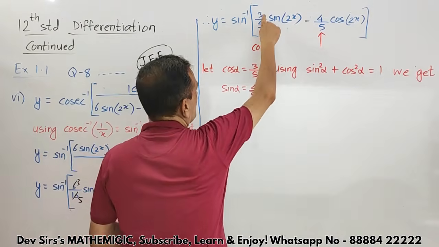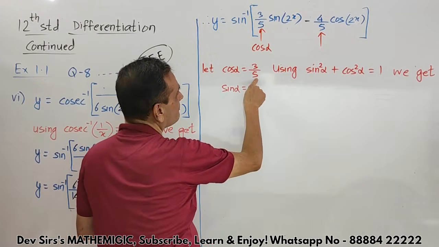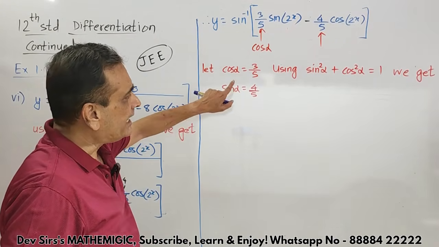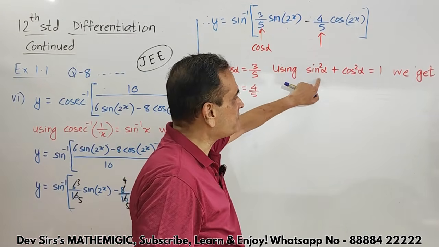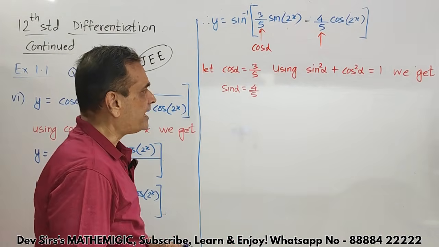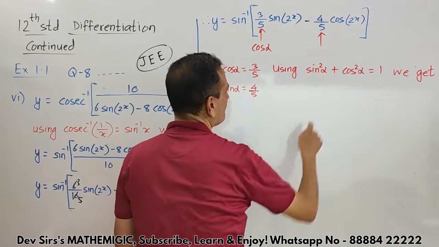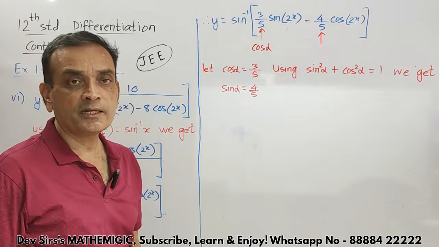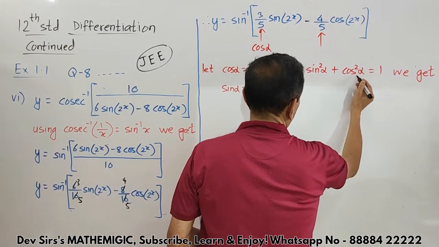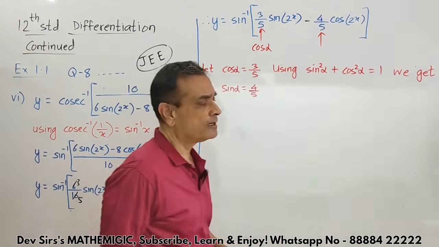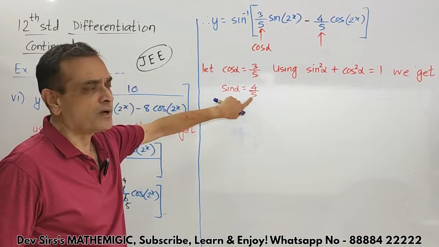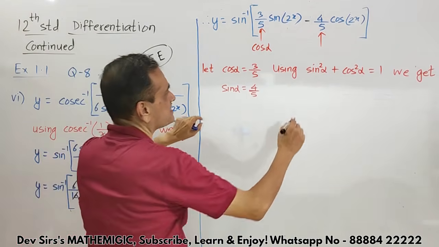So 3/5, let cos alpha be equal to 3/5, and automatically if you use the formula sin squared alpha plus cos squared alpha equal to 1, and substitute the value of cos alpha over here, which you have done in the 10th standard, then once you take it to the right hand side, you get the value of sin alpha as 4/5, meaning this.